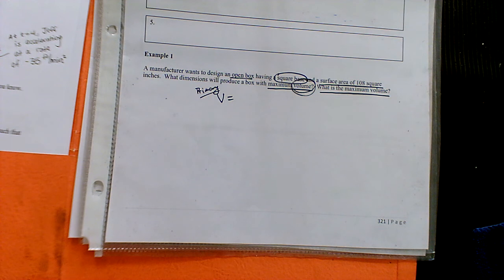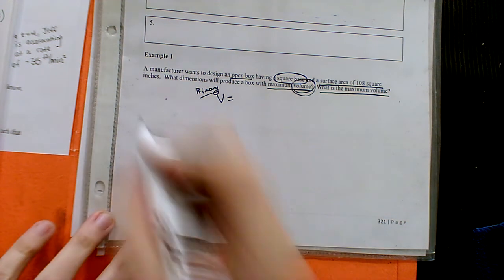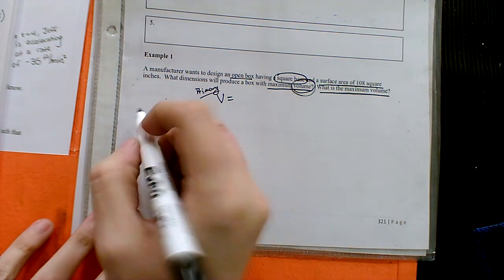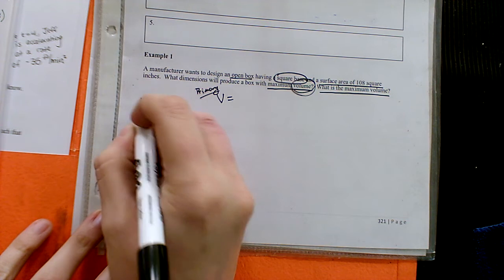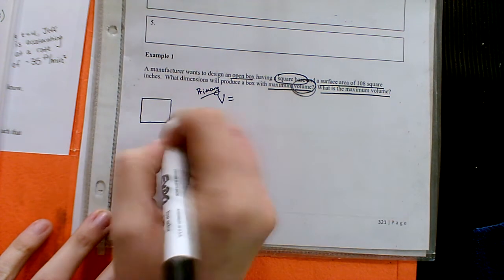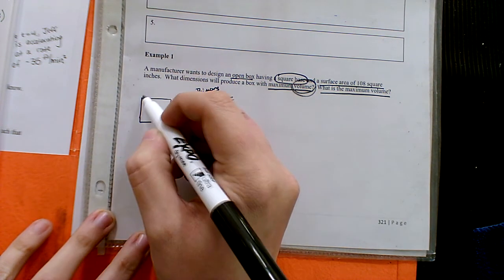What also might be good for us to do is to draw a picture of this scenario. So we have an open box. I know we're not Picassos, I'm definitely not, but try to draw it.